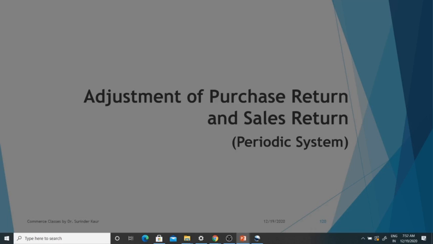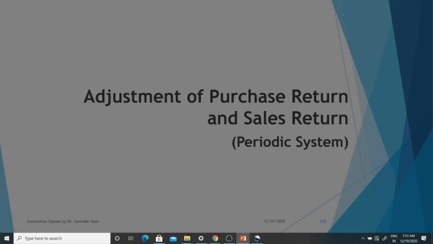Today in Commerce classes we'll be studying adjustment of purchase return and sales return under the periodic system. As we all know, under the periodic system it is only at the end of the period that we make calculations for the closing stock and valuation of cost of goods sold. Since we are making all the calculations at the end of the period, we then know the position of purchase return and sales returns.